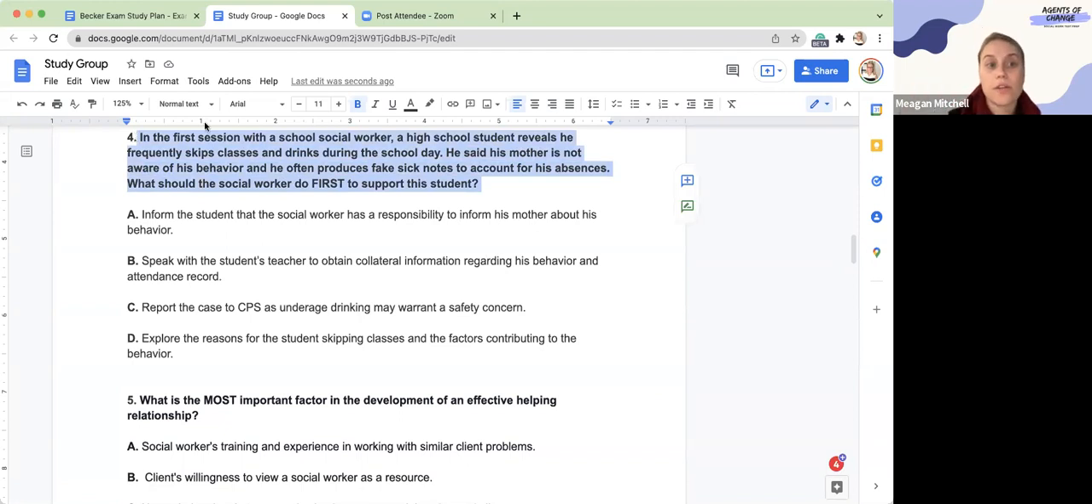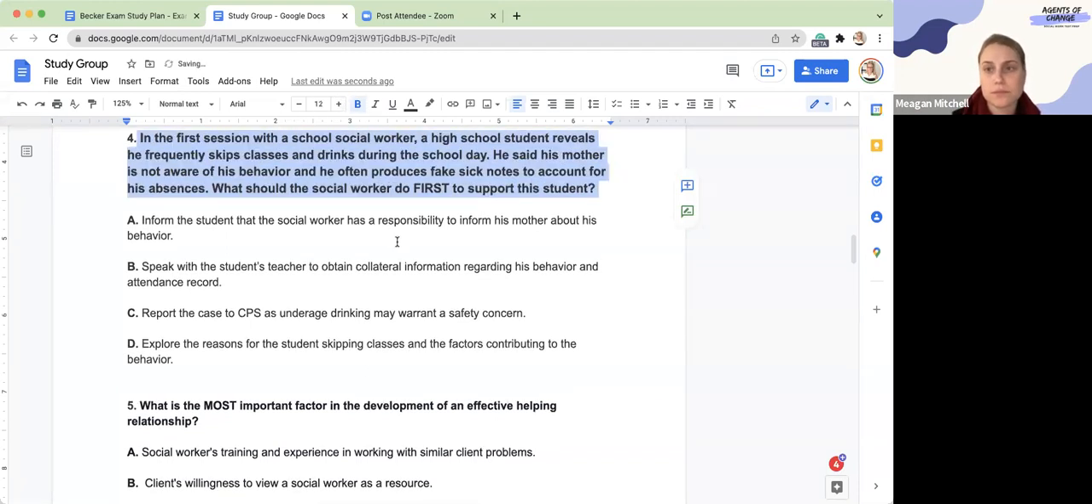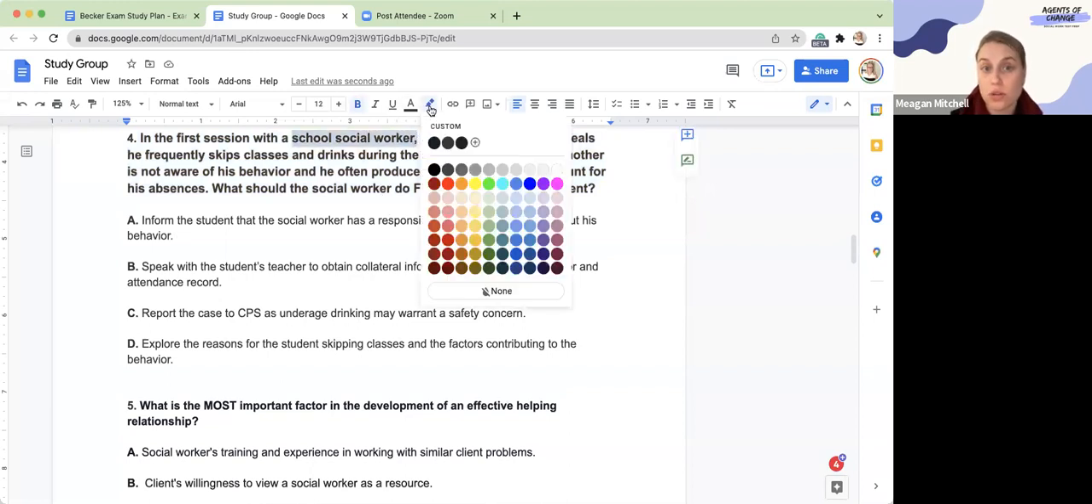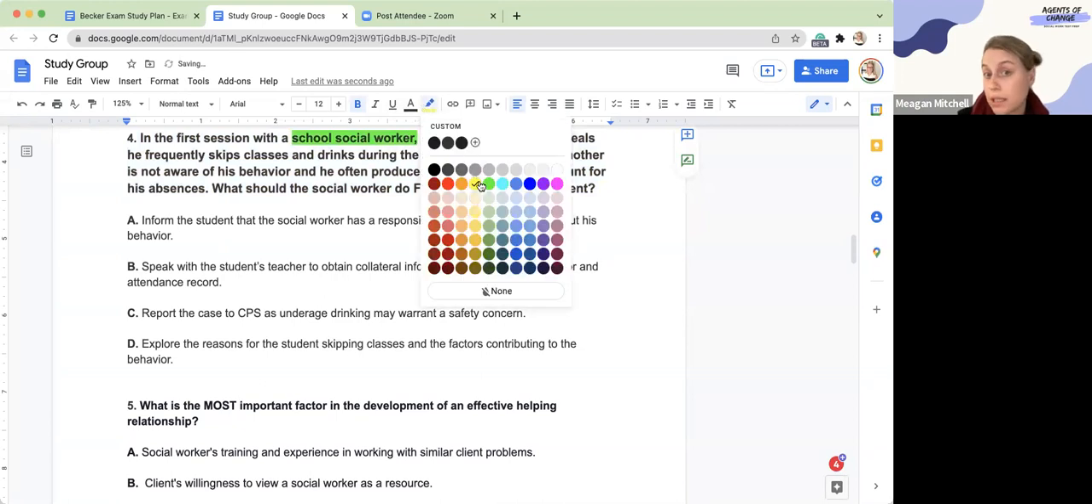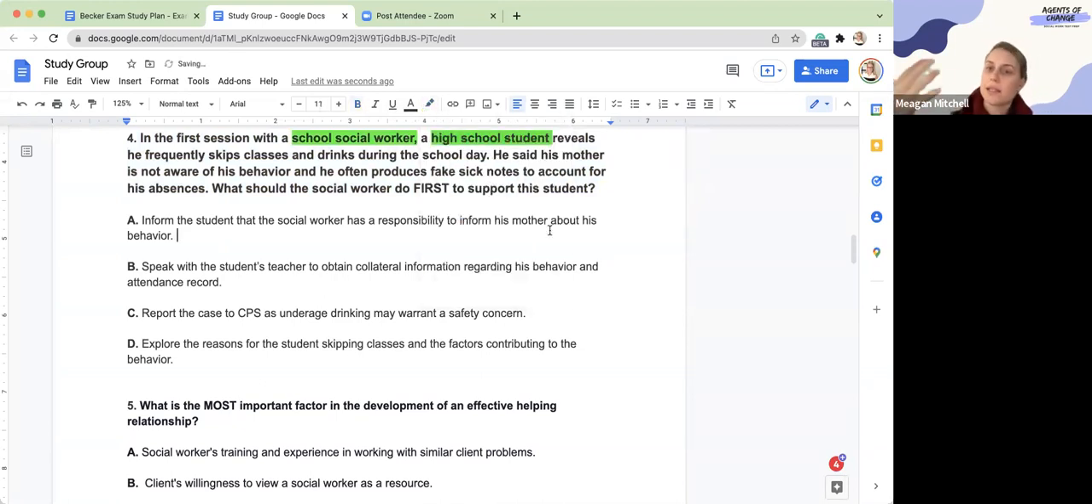There's a lot of those 5 W's here. Who, what, where, when, why. We're in a school, so our role is a school social worker. High school student, we don't know age, but we know typically high school students are anywhere between maybe 13 and 18. So we know we're dealing with adolescents here. We're not dealing with young children. Presenting problem, he skips classes and drinks during the day. He comes to us and says, I skip and I'm drinking during the day.